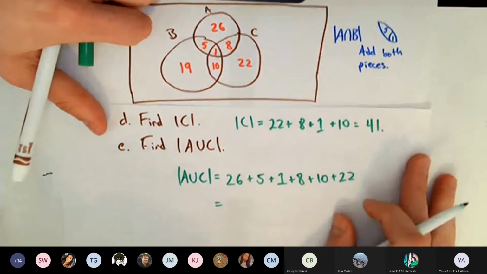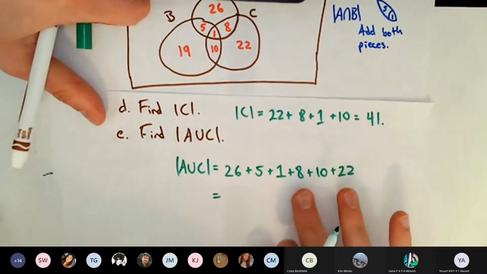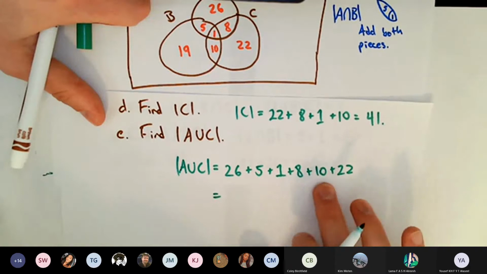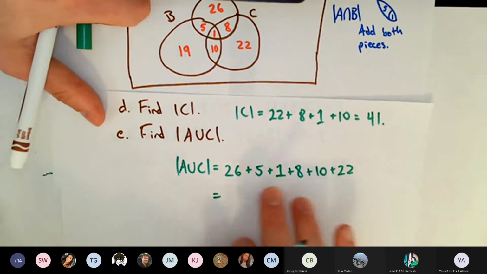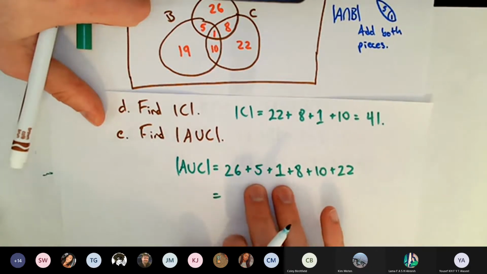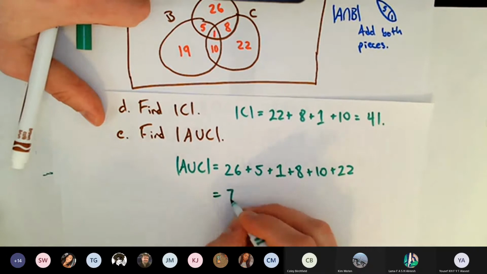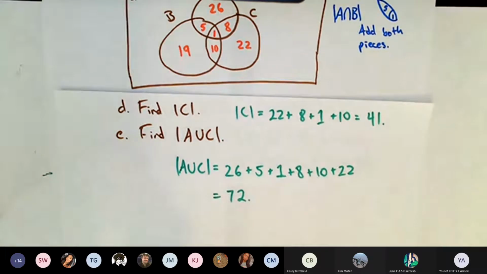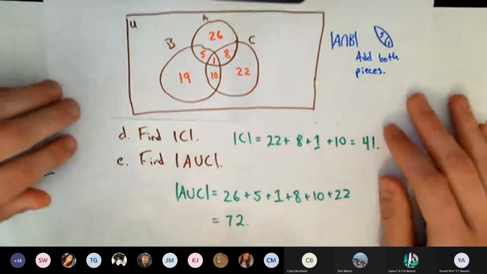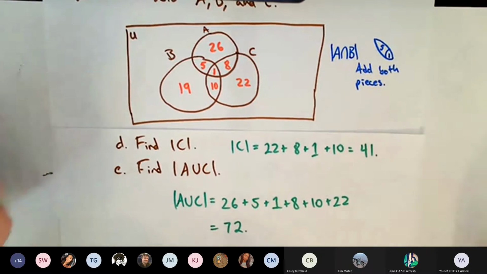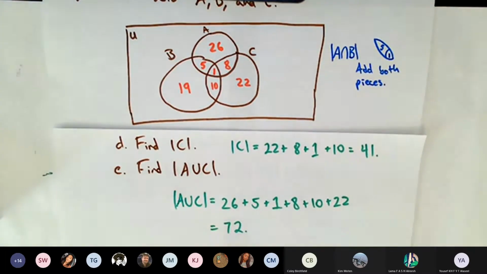And then, what is that? That's 30, 40, and then 46, 52. So I believe that's 72. And you guys can correct me if I'm wrong there, but I think that's right.